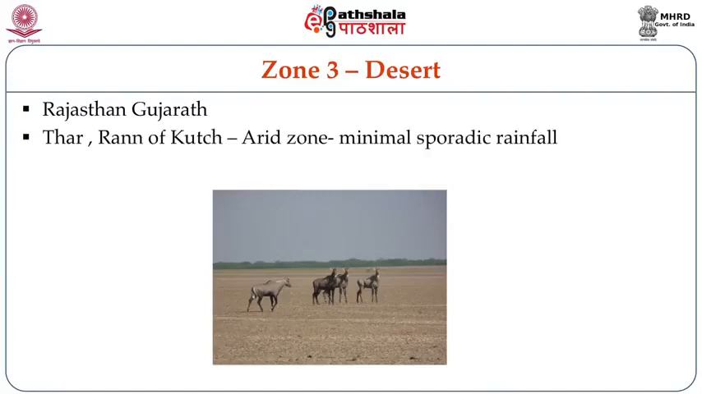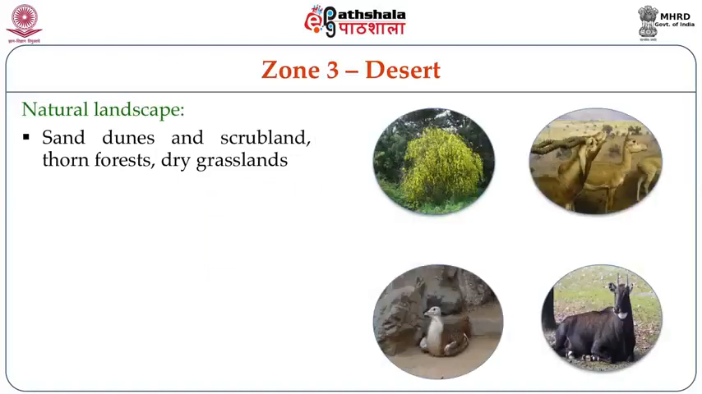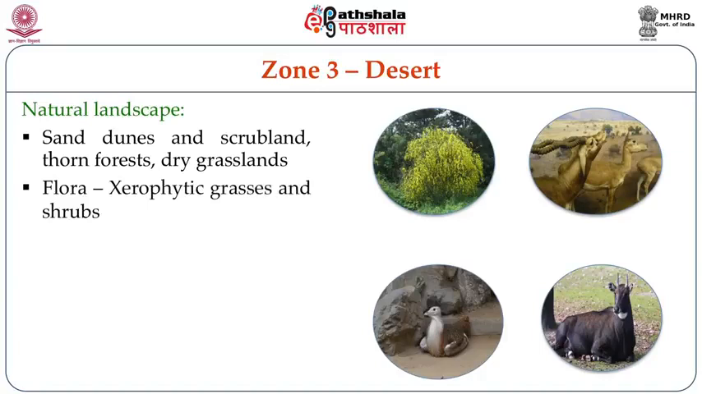And the Thar Desert is a very specialized ecosystem. It is an arid zone. It has very minimal sporadic rainfall. And some years it doesn't rain there at all, in most parts of the Thar. The natural landscape, therefore, is sand dunes. There are thorn forests. And there are grassland belts. These semi-arid grasslands have their own complement of species. The flora is xerophytic. They have grasses and shrublands.